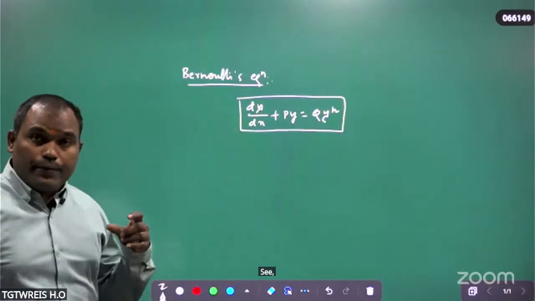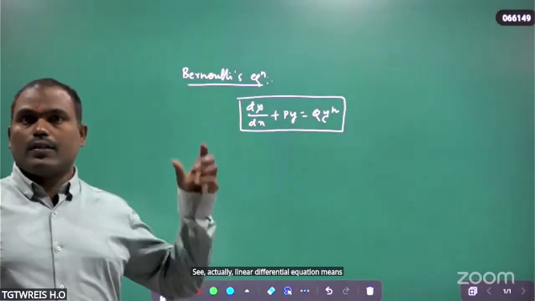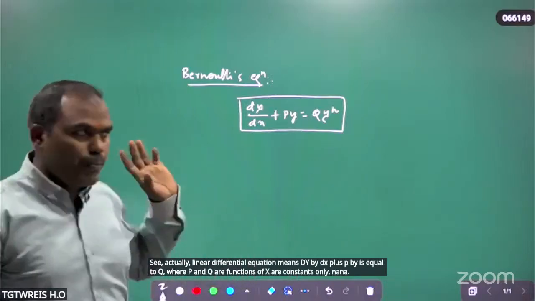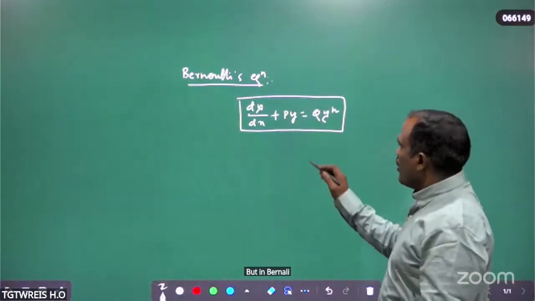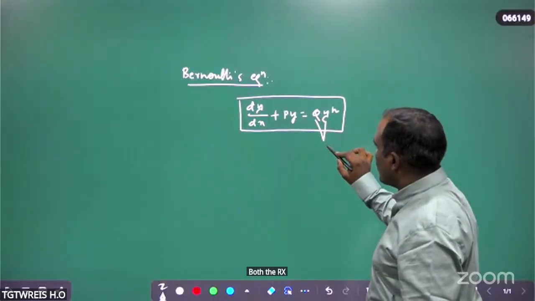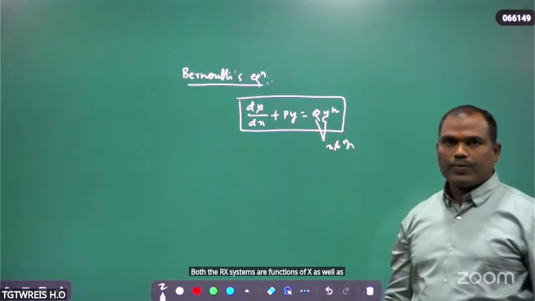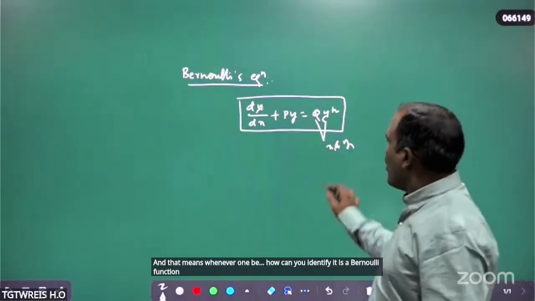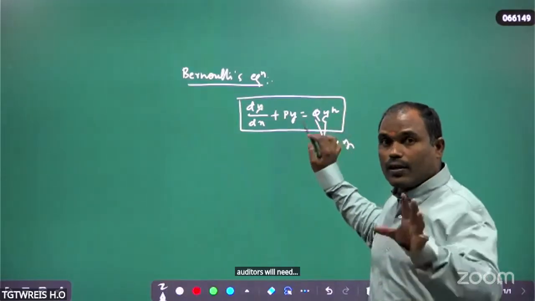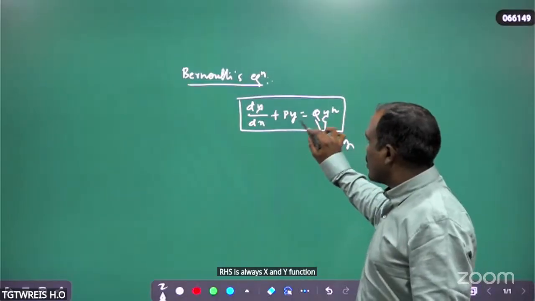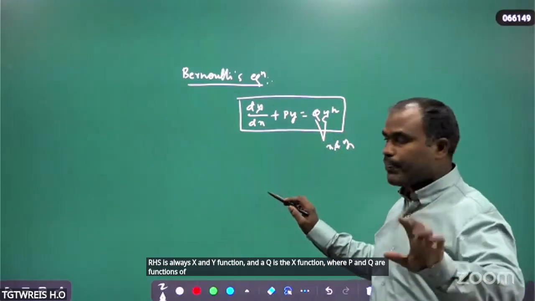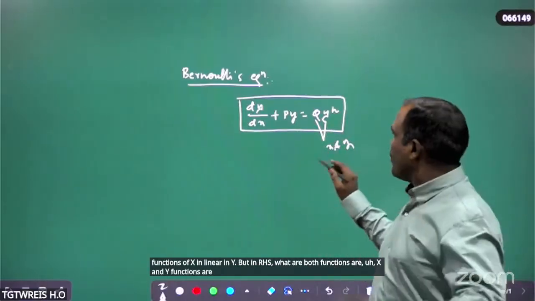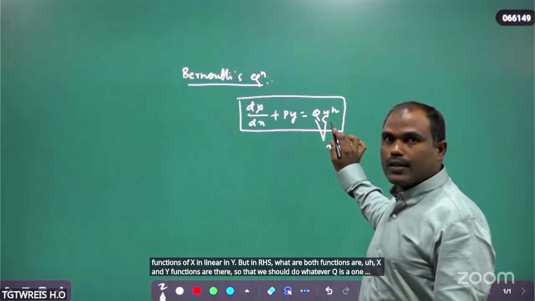Actually, a linear differential equation means dy by dx plus py is equal to q, where p and q are functions of x or constants only. But in Bernoulli, the RHS has both x and y functions. How can you identify whether it is a Bernoulli equation or not? Depend on the RHS only. In linear in y, p and q are functions of x, but in the Bernoulli RHS, both x and y functions are there. So q is one function, and y is also one more function.